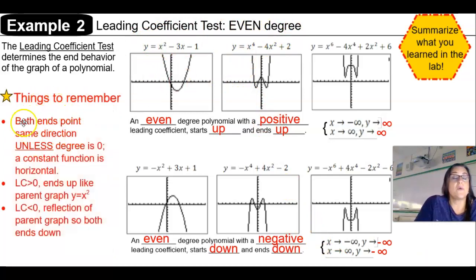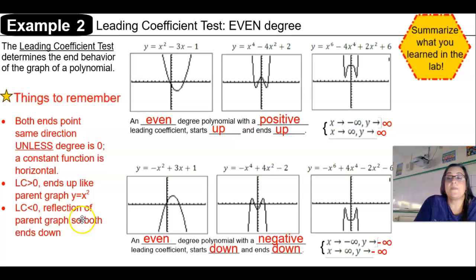So things to remember about even degree polynomials: both ends are going to point in the same direction. If it's a positive leading coefficient, so the leading coefficient is greater than 0, then the ends both point up, like the parent graph of the parabola, y equals x squared. If you have a leading coefficient that is negative, then remember a negative a is a reflection in the x-axis, so both ends would point down.